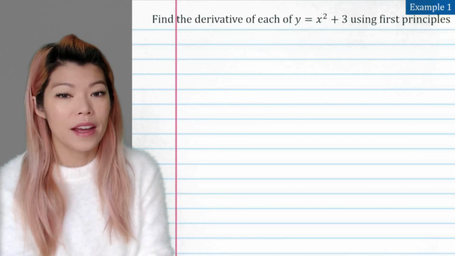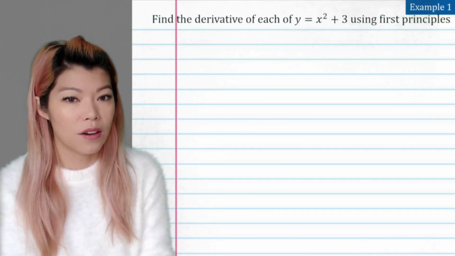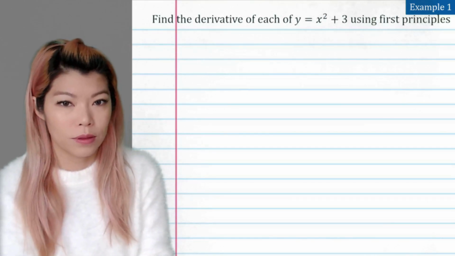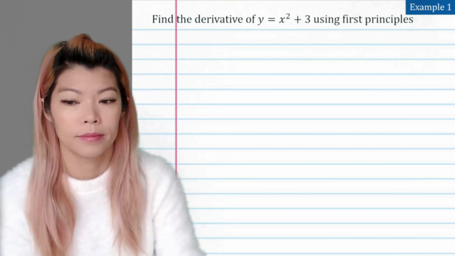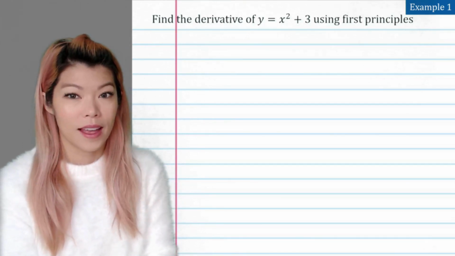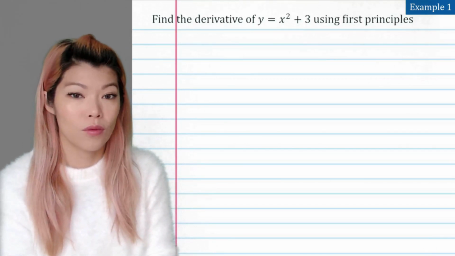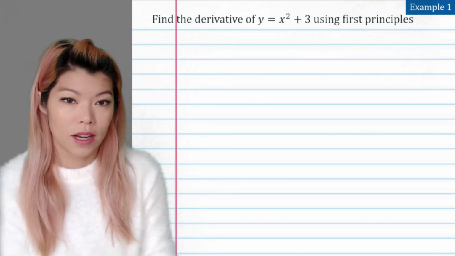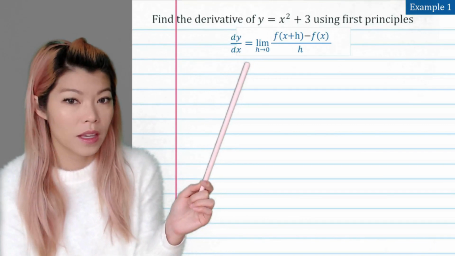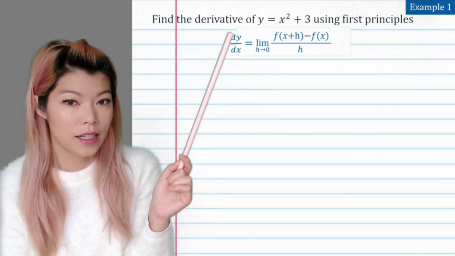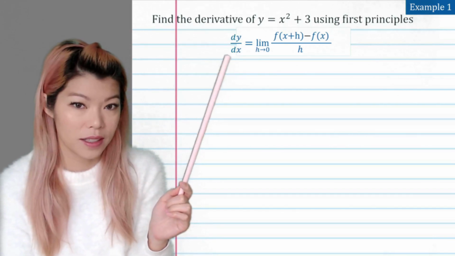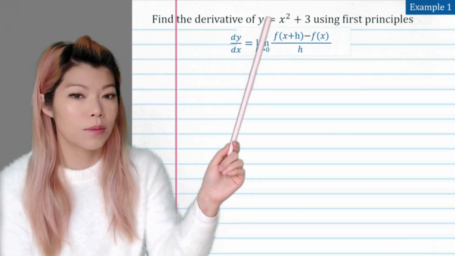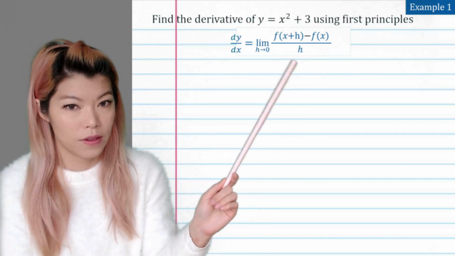So example 1, find the derivative of y equals x squared plus 3 using first principles. So let's write out our first principles formula. Because we're doing y, we're going to write it as dy dx instead of f dash x. So the limit of h approaching 0 of f of x plus h minus f of x over h.